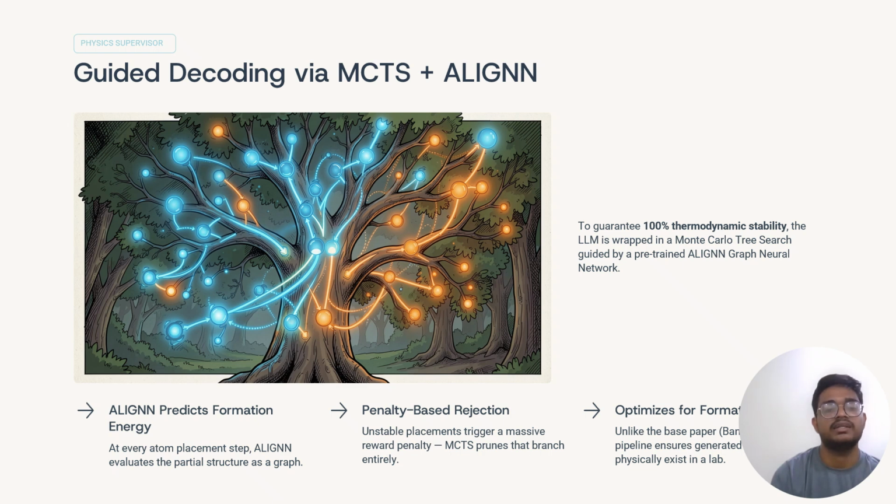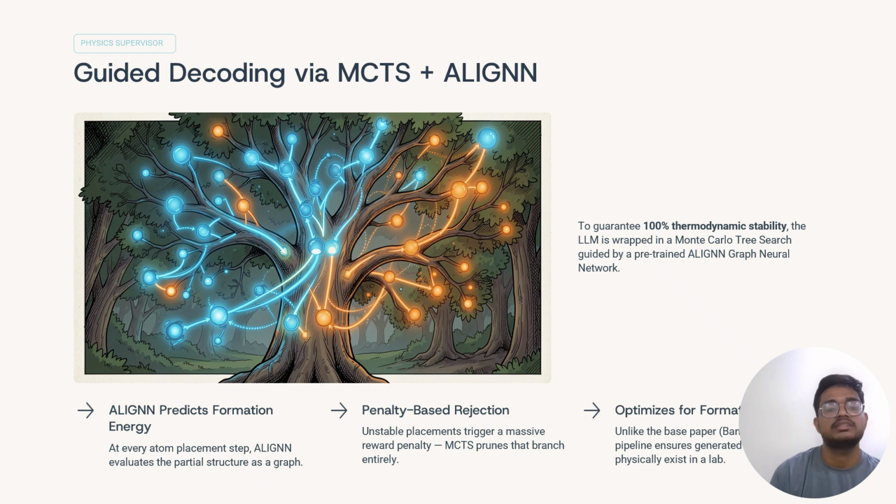First one is ALIGNN. It stands for Atomistic Line Graph Neural Network. It models crystal structures as graphs. Atoms become nodes, bonds become edges. Using graph representation, ALIGNN can predict material properties such as formation energy. The second component is Monte Carlo tree search.